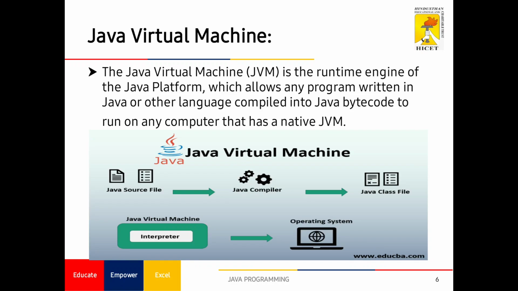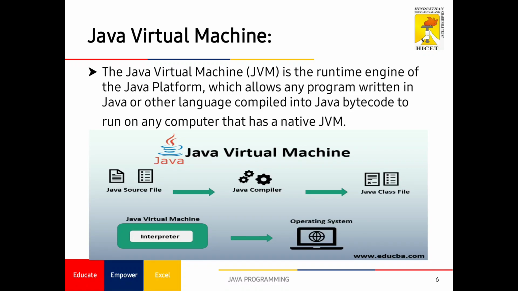Next, I will tell you what the Java Virtual Machine is, simply called JVM. This is just like a runtime engine, used after compiling. It is an engine that runs any program written in Java or another language compiled into Java bytecode. Since Java is platform independent, the code may be written on any platform, and two different platforms can be connected using the Java Virtual Machine through Java bytecode.